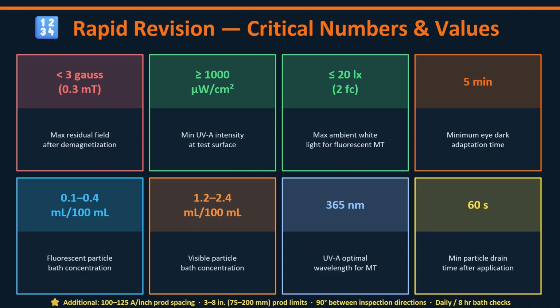The training material also identifies a minimum particle drain period of 60 seconds in the applicable wet procedures, prod spacing of 3 to 8 inches, a general current guideline of 100 to 125 amperes per inch of prod spacing, and approximately 90 degrees between complementary inspection directions. A good memory technique is to group numbers by purpose. Lighting numbers belong together. Bath numbers belong together. Demagnetization values belong together. Technique spacing and current values belong together. And always distinguish a training value from a universal code requirement.